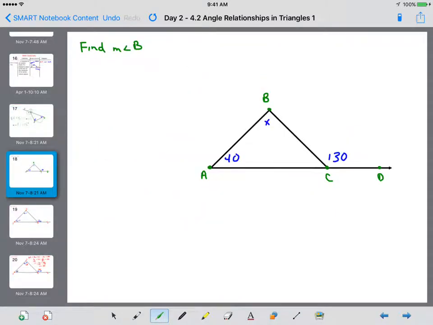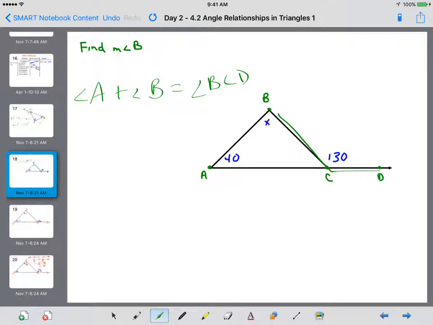Example 2 says find the measure of angle B. So our remote interior angle A plus angle B equals angle C. Well, I should clarify that because we're not sure which angle C we're talking about. The exterior angle would be BCD. That's the exterior angle we're talking about.